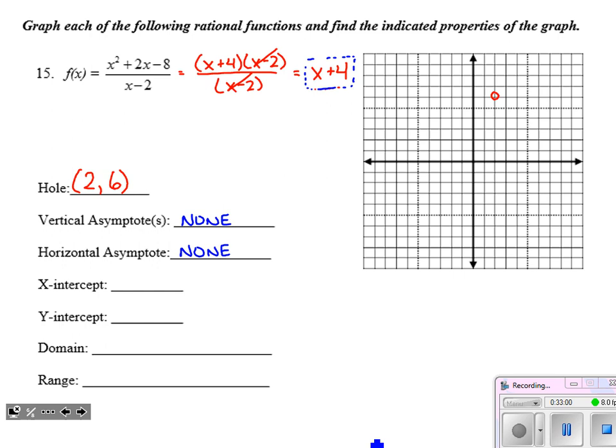The x-intercept, that's what happens when the numerator equals 0. Well, my numerator is just x plus 4. What would make that 0? If x were to equal negative 4. So the point (-4, 0) is our x-intercept. And our y-intercept happens when x equals 0. So if I plug in a 0 for x, I'm just left with 0 plus 4, or 4. So the point (0, 4) is my y-intercept.